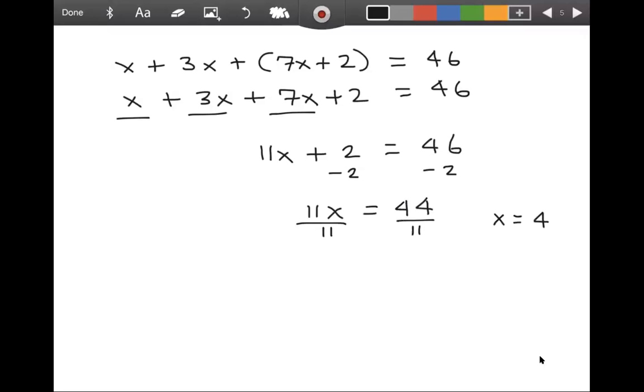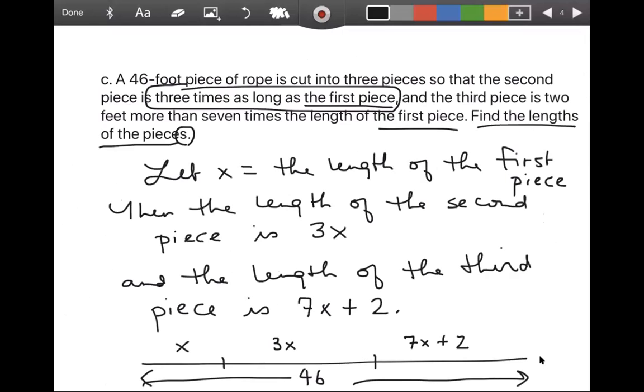Let's go back to the original wording. Remember, this stands for only the first piece. Okay, so second piece is 3 times as long as the first piece. That would be 12, right? 3 times 4. And the third piece would be 2 more than 7 times 4. 7 times 4 is 28. 2 more than 28 is 30. Remember, the first piece was 4. 4 plus 12 plus 30 does come out to 46.